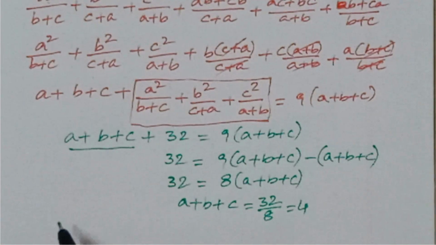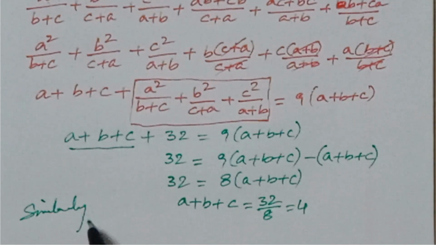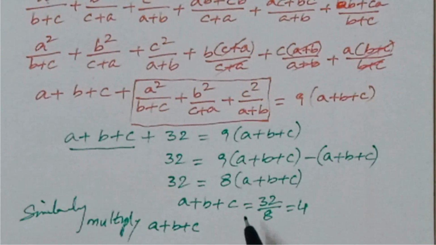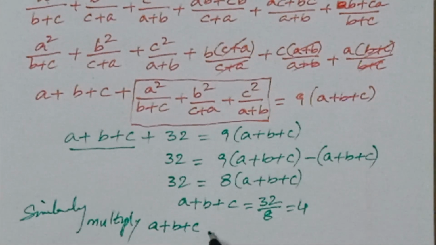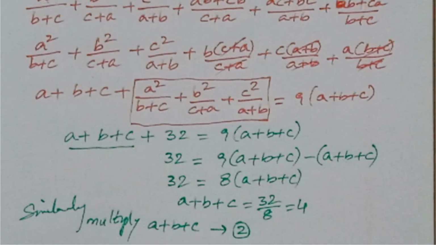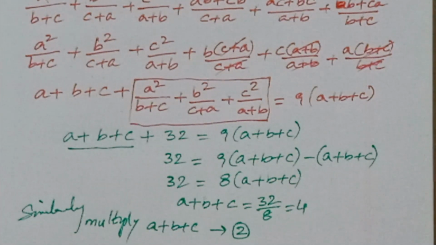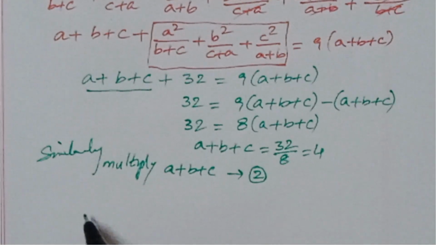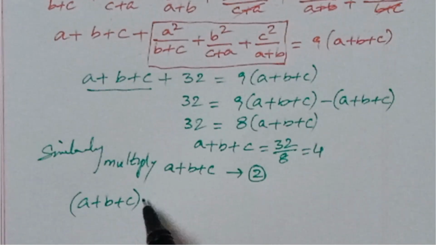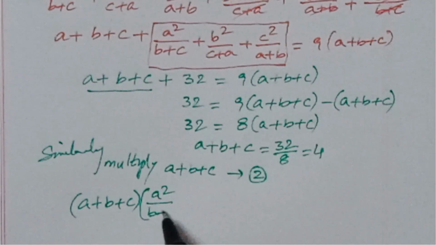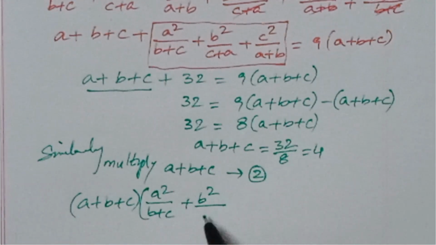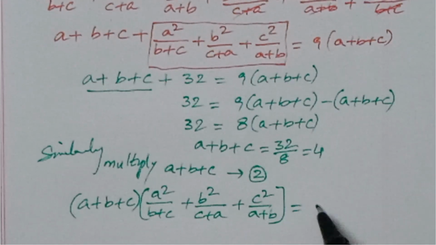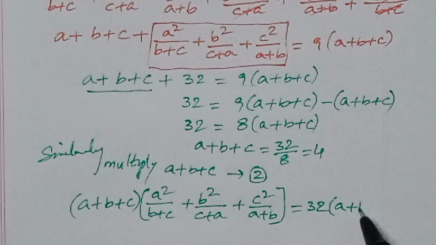We are getting 4. The value of A plus B plus C is 4. Now similarly, multiply A plus B plus C with the second equation. So what is the second equation? Here you are getting A plus B plus C into A square by B plus C, plus B square by C plus A, plus C square by A plus B, is equal to 32 times A plus B plus C.